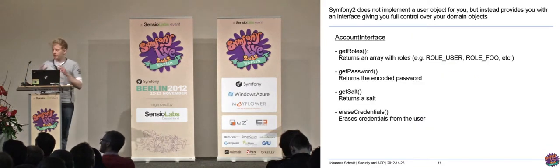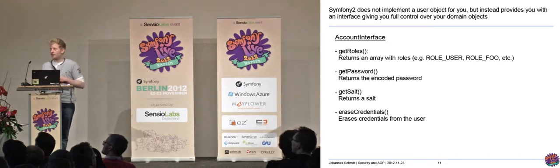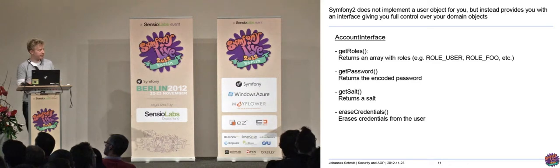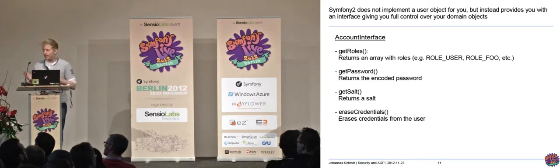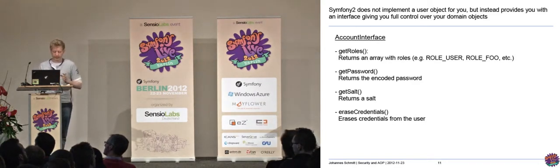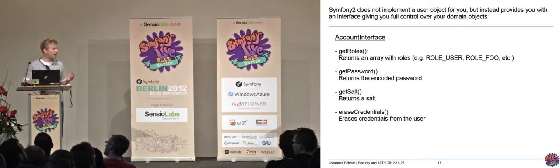And we have no generic implementation of a user in Symfony core, but instead we provide you with an interface which you can implement in your userland code, and which decouples this from any sort of ORM, ODM, whatever you use. You can use it, and we don't put any constraints on that. And this interface has several methods, like the getRoles method, which just returns a simple array of strings, which describe which permissions the user has.